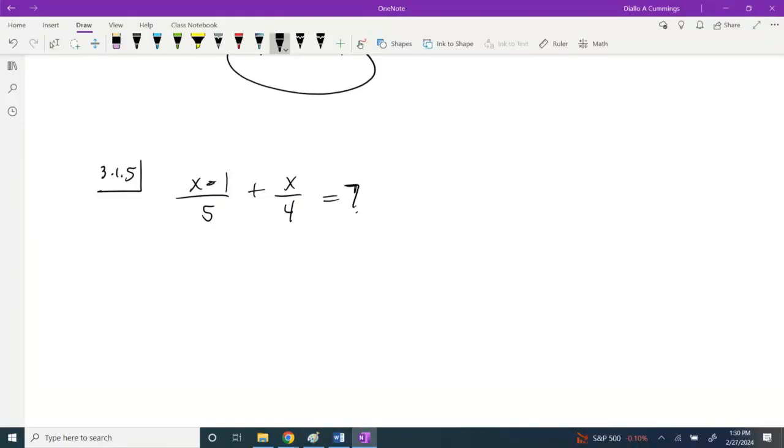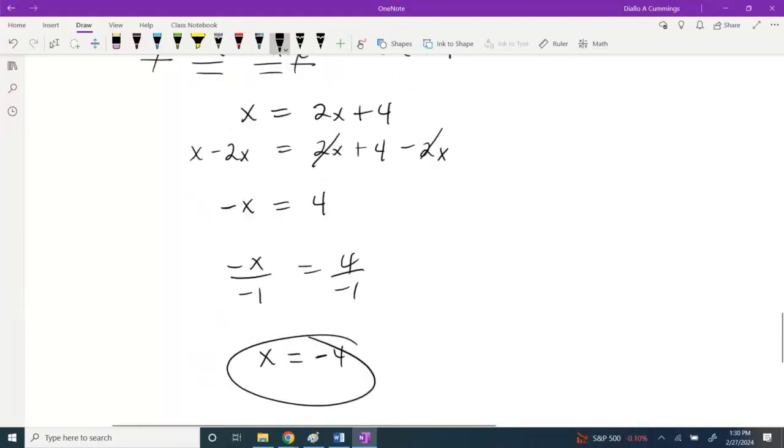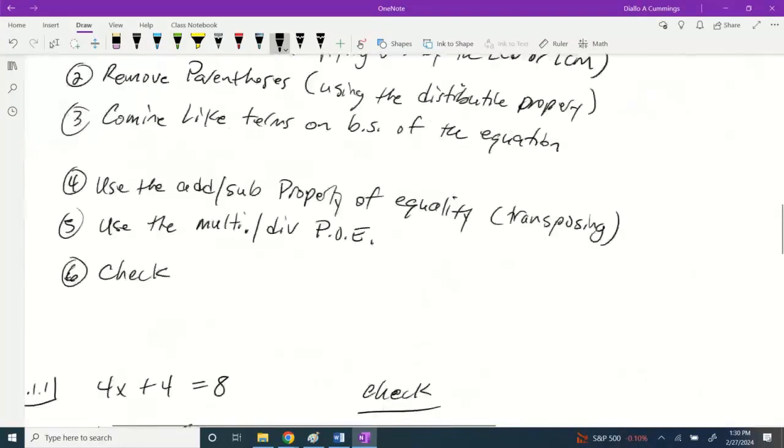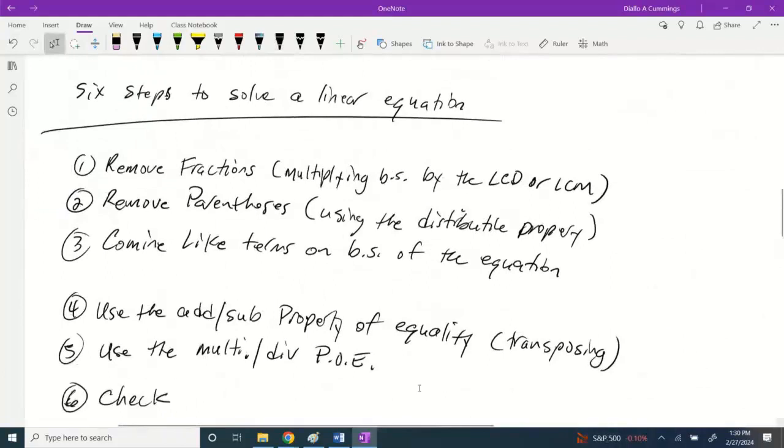All right? So in this case, we have two fractions. So the first step says in order to get rid of your fractions, you've got to multiply both sides by the least common denominator or the least common multiple. Now, for our purposes, we're going to be using this least common multiple concept.